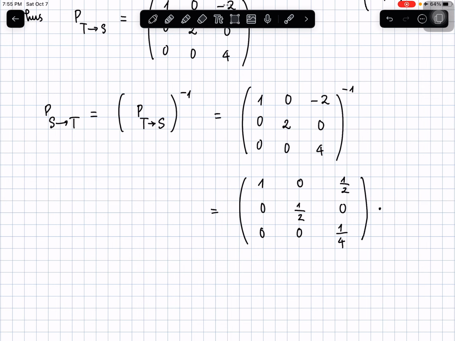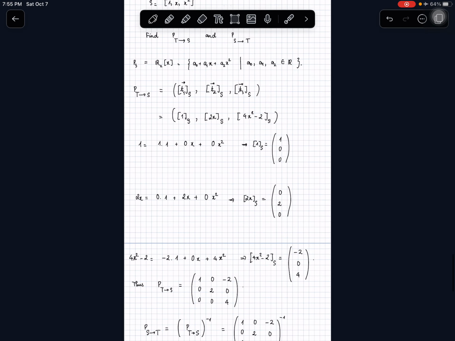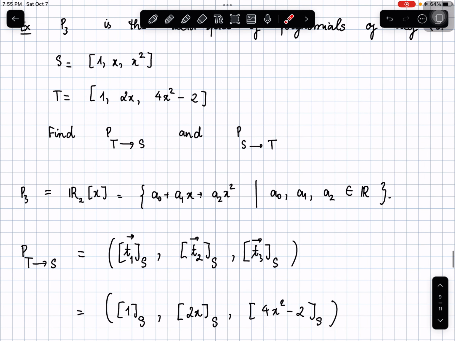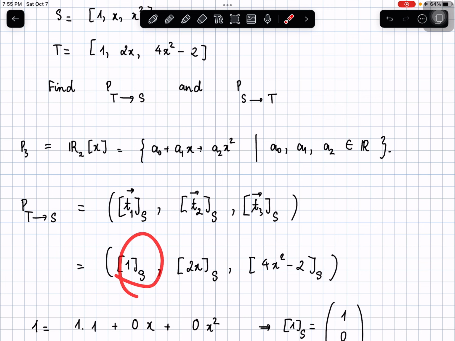So this is how to find the transition matrix. Now we didn't do it for a Euclidean vector space, but for the polynomial vector space. But the method is the same. We need to find the coordinate of the first vector in T with respect to S, and so on.